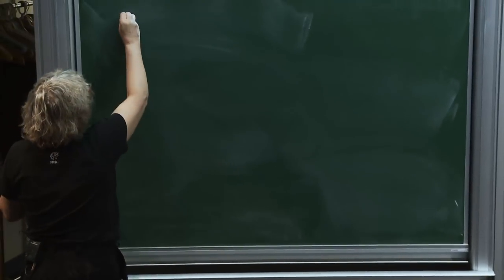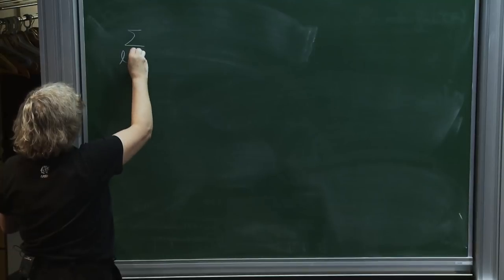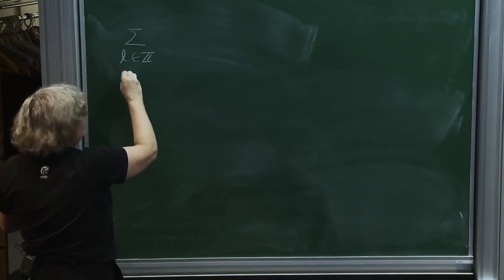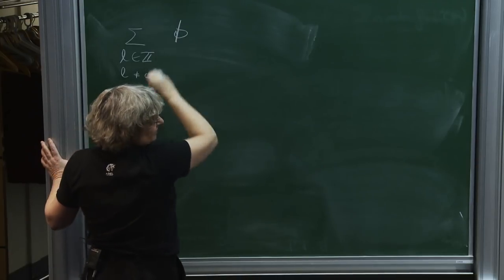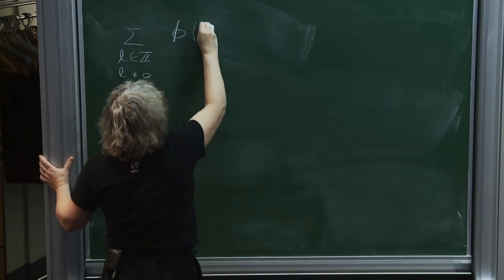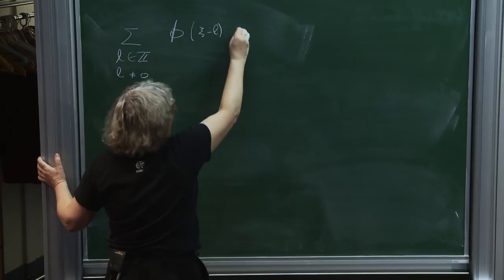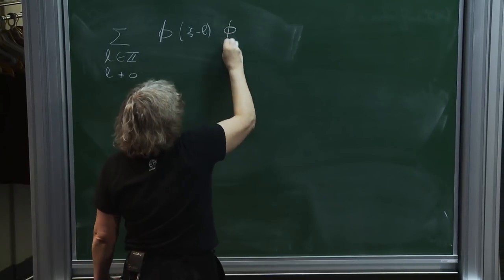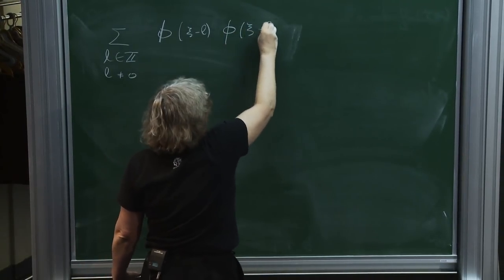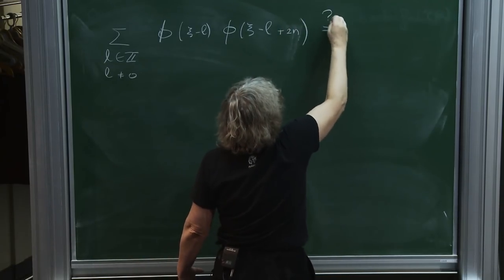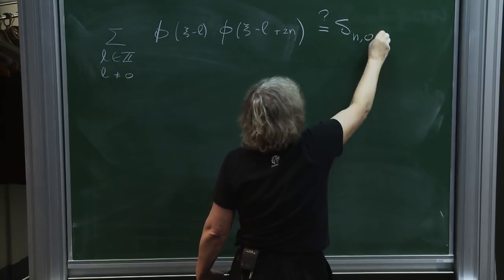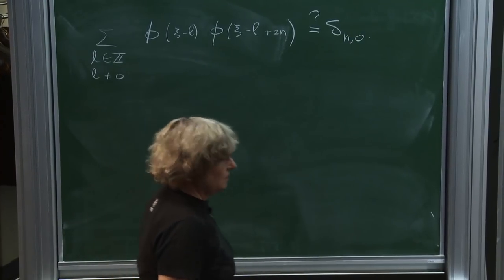So we have reduced ourselves to, for our original function L, without all these kappas and so on, we want to prove that xi minus L, phi xi minus L plus 2n, this should be delta n zero.